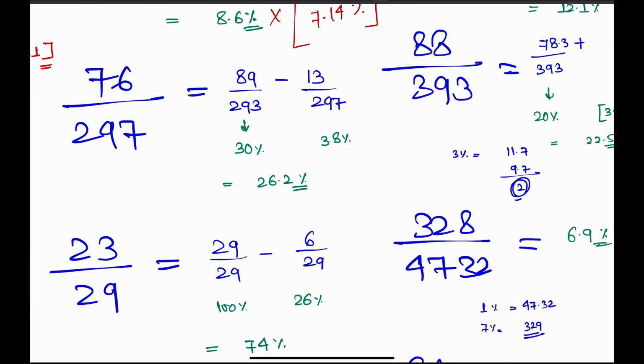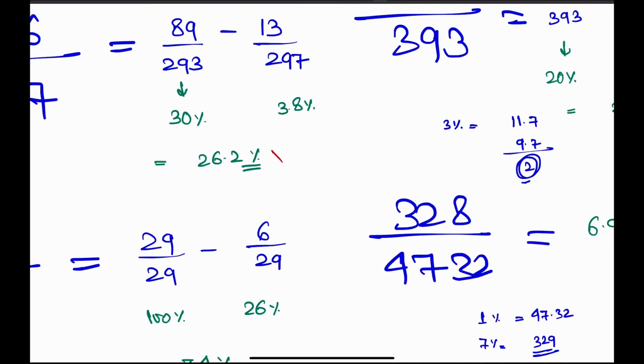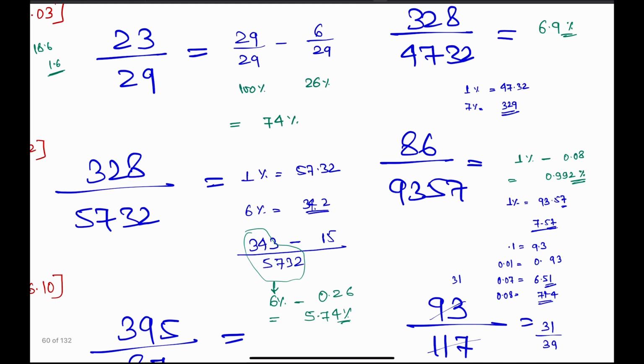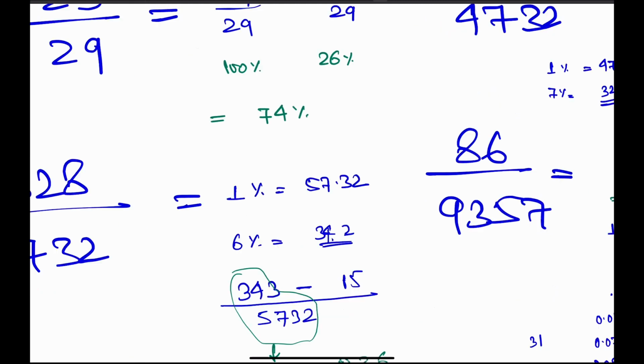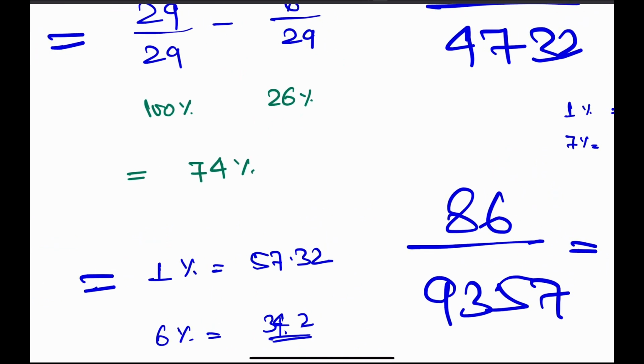76 divided by 297.25. This is also wrong. 25.589. 23 divided by 29. Okay, we can say that this is somewhat correct. 79. No, this is totally wrong. 79.31. This is wrong.